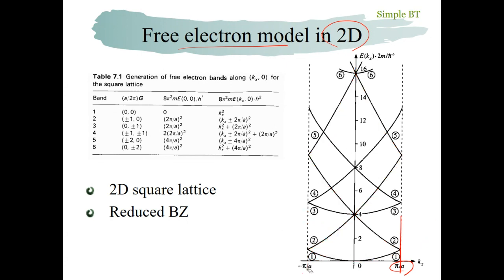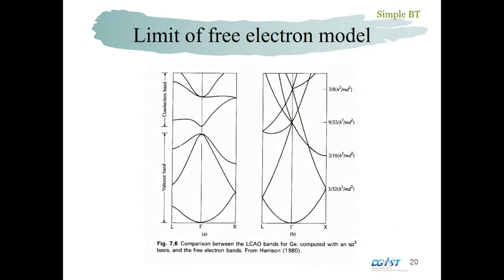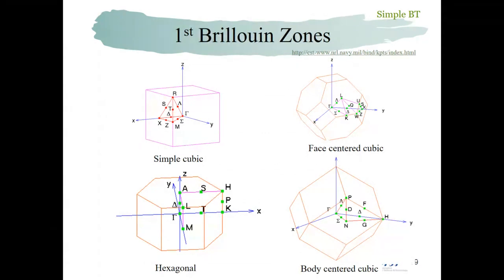But surprisingly, this simple free electron model is quite similar to the real band structure. Let's see here. This is the very simple calculation of the free electron model. And on the left-hand side, they are real band structure calculations. As you see here, even though it is a simple model, many pictures are very similar. Okay. And let's go back to the several cases of the Brillouin zone. I already explained the simple cubic case, but in the face-centered, hexagonal, and body-centered cubic cases, they all have different names. So if you take a look at the band structure, you should think about those names.